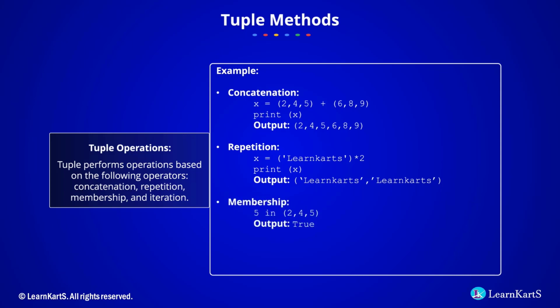Membership: 5 in a tuple containing 2, 4, 5 equals true. Iteration: for x in (2, 4, 5), print x would result in 2, 4, 5.